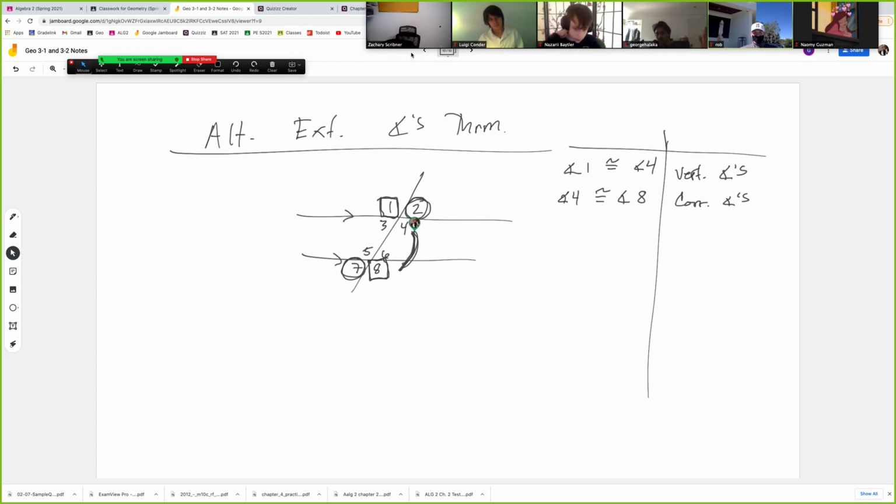So we have vertical angles, corresponding angles. So therefore then, I basically just said 1 to 2, 2 to 3. So now I can say 1 to 3, if you will. I can say angle 1 is congruent to angle 8. Why, Heidi? What's the reasoning?